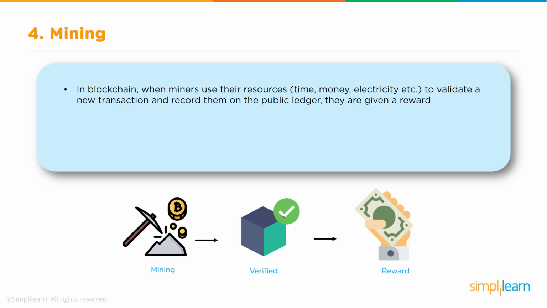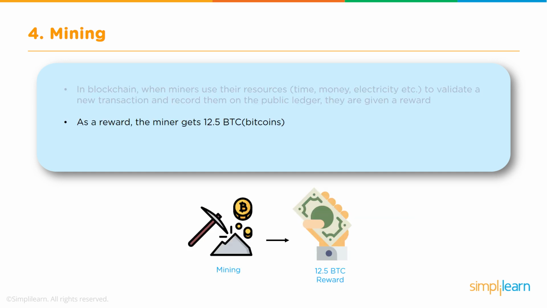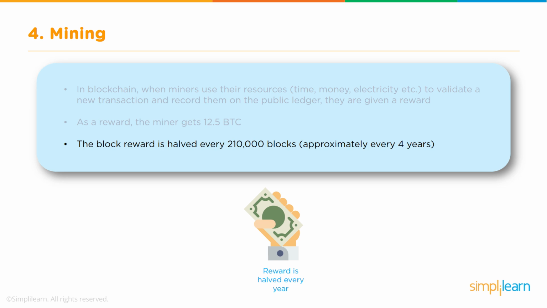In blockchain, when miners use their resources, time, money, electricity, etc., to validate a new transaction and record it on the public ledger, they are given a reward. Now that reward is in Bitcoins itself, which as of today stands at 12.5 Bitcoins. And to add, there is no other way that Bitcoins can be generated in a Bitcoin network. It is only through mining. Now, the Bitcoin network internally halves the reward after every 210k blocks, which is approximately every 4 years. So subsequently, whenever the time period ends, the mining reward will get reduced to 6.25 BTC.